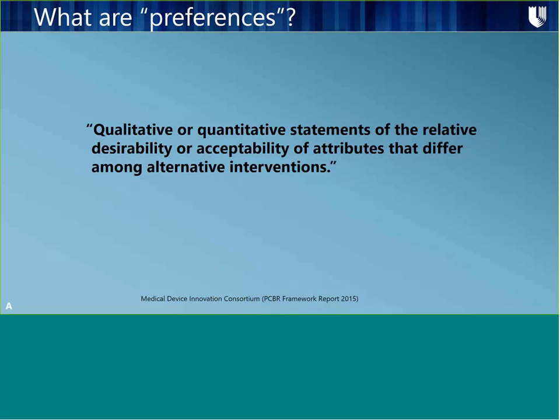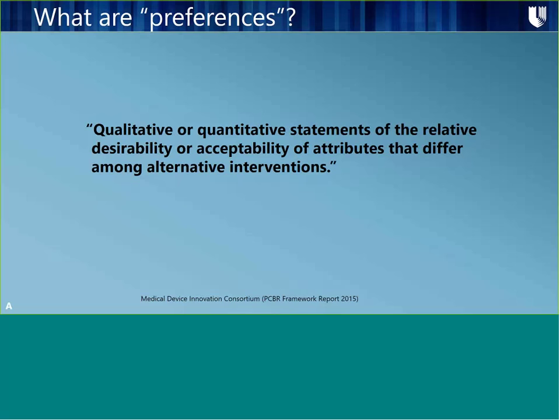And we decided to start this session by taking a step back and remind everyone about what we talked about last time. Specifically, we want to make sure that everyone's on the same level when it comes to understanding what we mean by preferences. It's such a critical part, of course, of stated preference research, but it is, interestingly enough, a part that was only really defined in the way you see here fairly recently. This definition was part of the MDIC framework report published in 2015.